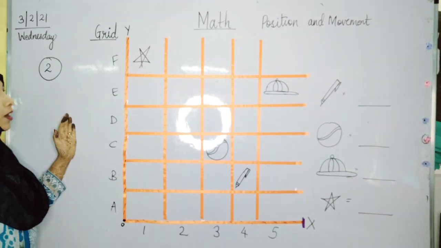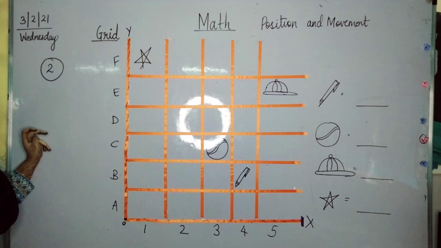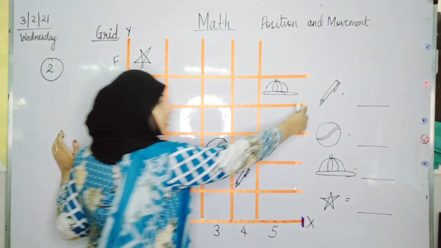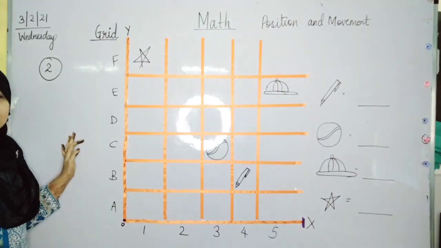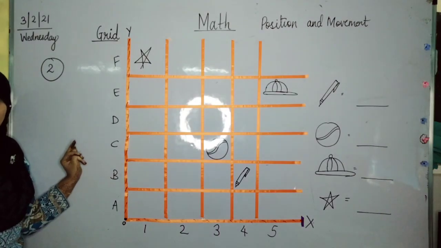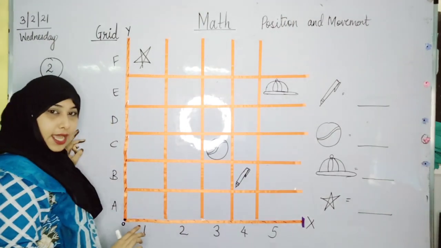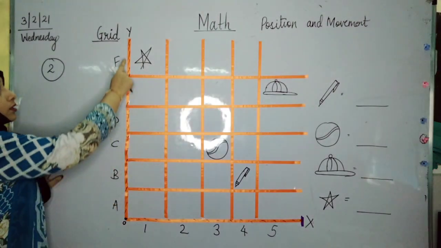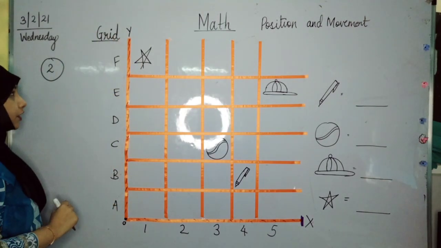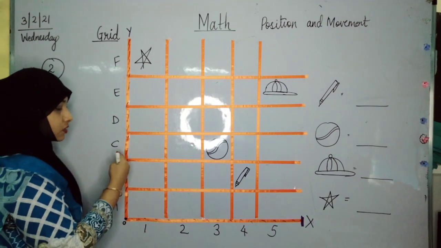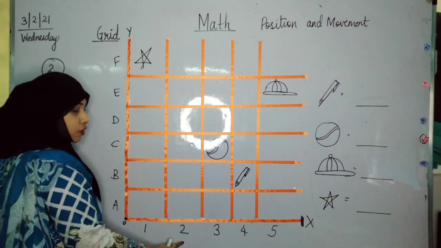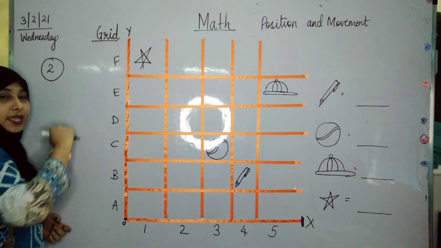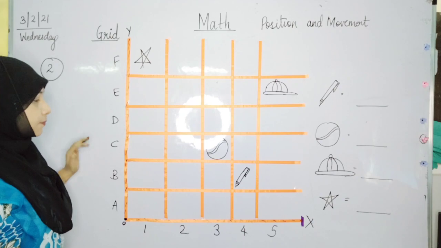Yes, so I have now come up with the second sum. Here I have drawn different objects. Okay, we need to find the position of these objects. Before that, let us again first revise the x-axis and the y-axis. The horizontal line is called the x-axis, okay, and we write x. The vertical line is called the y-axis and we write a y over here. And then we have named these rows and columns. The rows are 1, 2, 3, 4 and 5 and the columns are A, B, C, D, E and F. Okay. Now we will find the position of these objects.